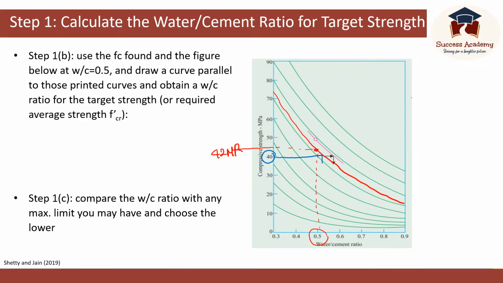Now I draw a vertical line downward, and where it meets the x-axis, water to cement ratio, that will be our water to cement ratio. For example, here it is around 0.52. Now we need to check this value with any maximum limits given. So we need to select the lower value from this maximum or the found value.